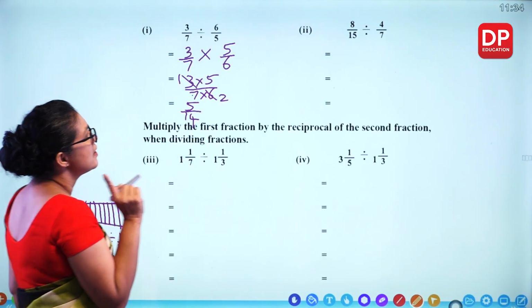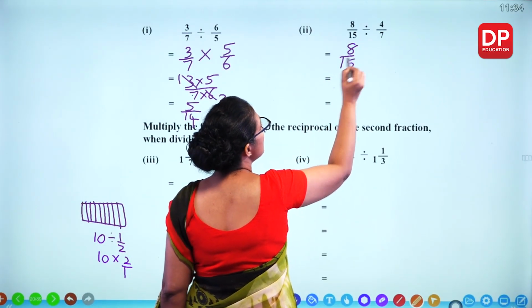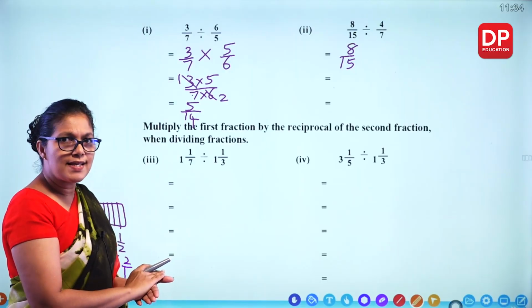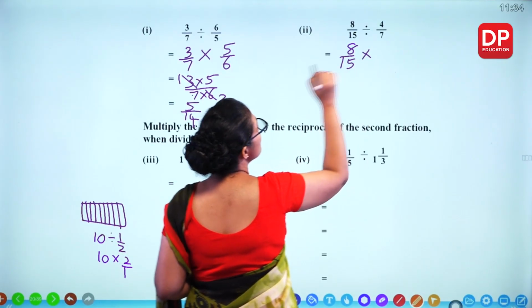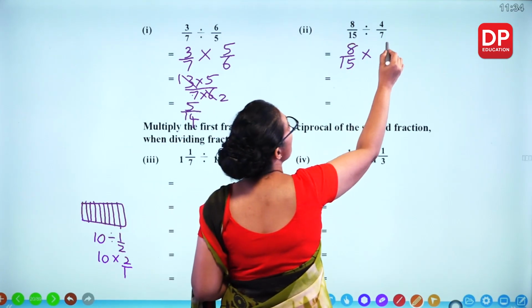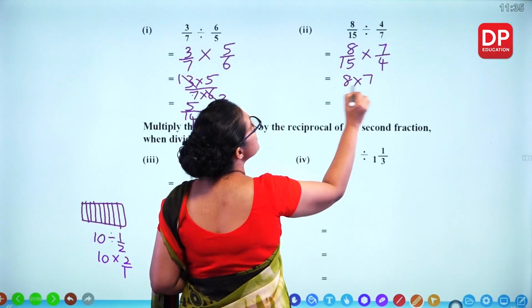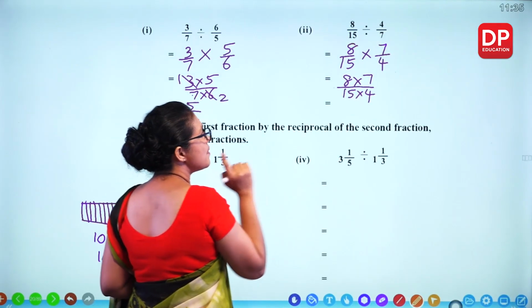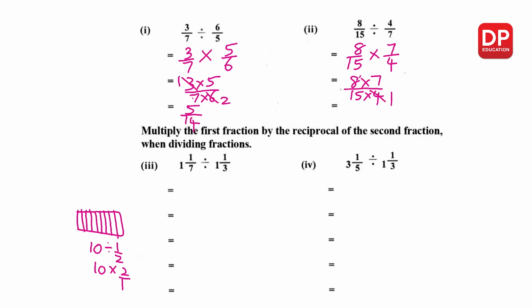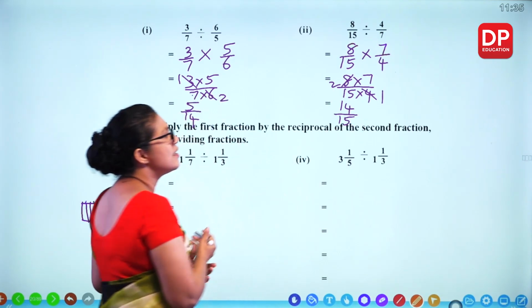This one, what do we do? 8/15. First fraction as it is. The second fraction, we change to its reciprocal. So 7/4. Multiply the numerators separately and the denominators separately. Simplify first. 4 times 1, 4 times 2. Then 2 times 7, 14 out of 15.